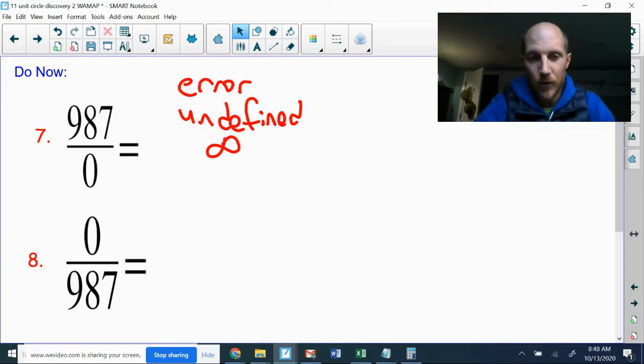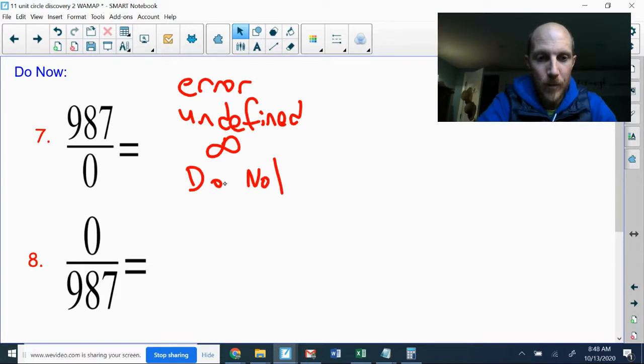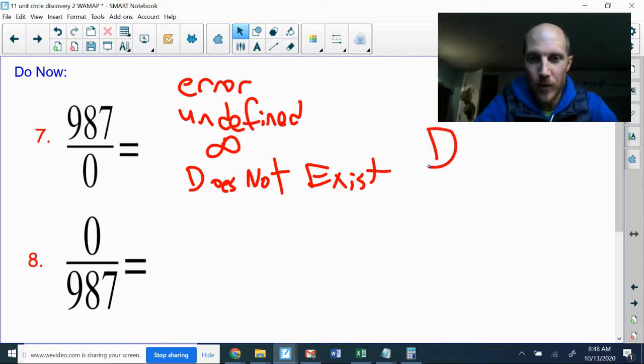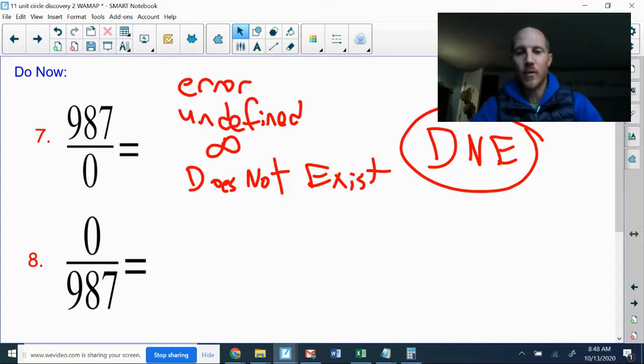However, if you're entering your answers into WAMAP, you will need to say to the computer, does not exist. Means essentially the same thing as undefined, except this is what WAMAP accepts. And so you don't actually type out that whole long phrase because that's way too long. So you just put D and E. You cannot divide by 0. You can't take a thing and divide it into non-existent parts.